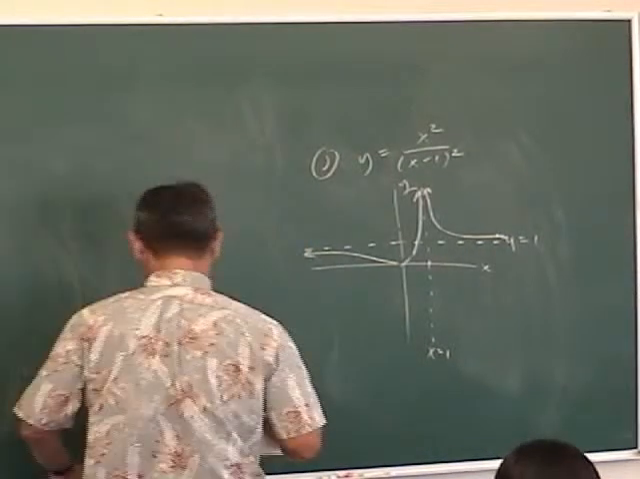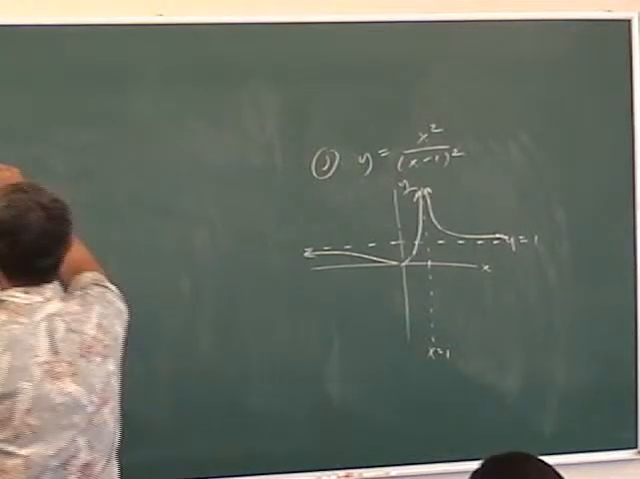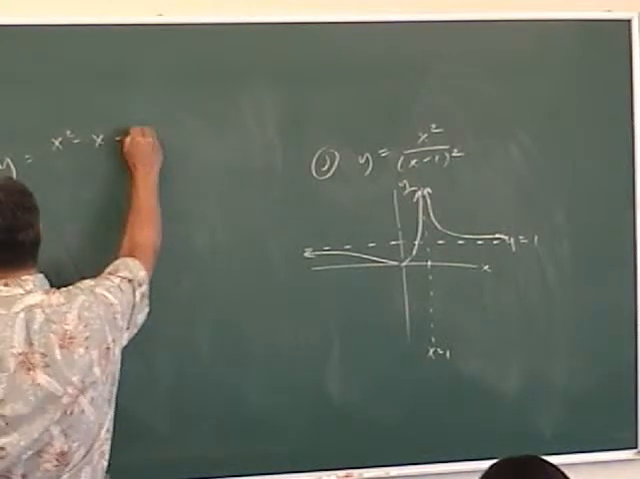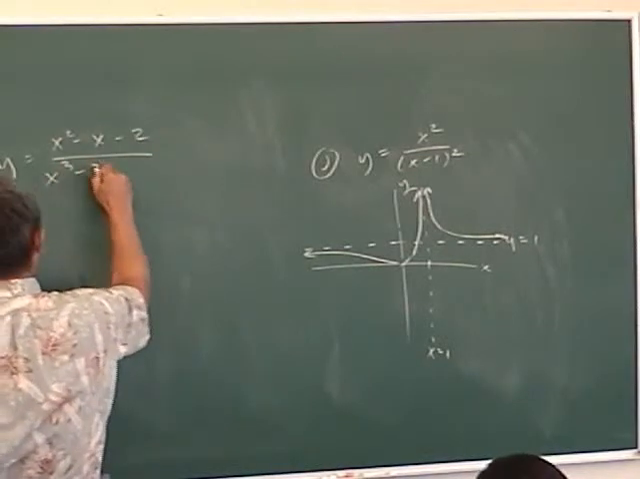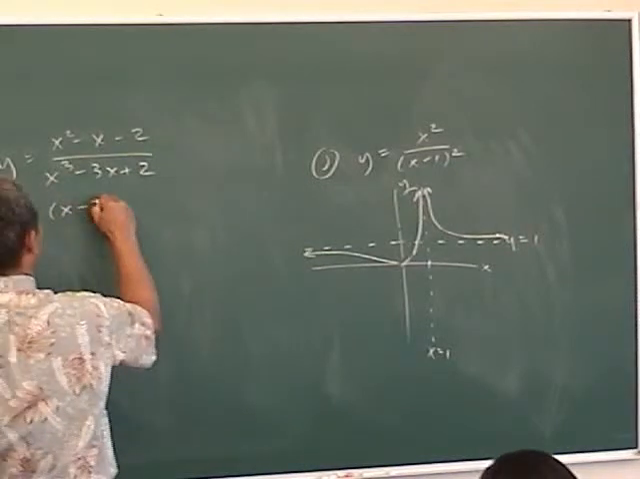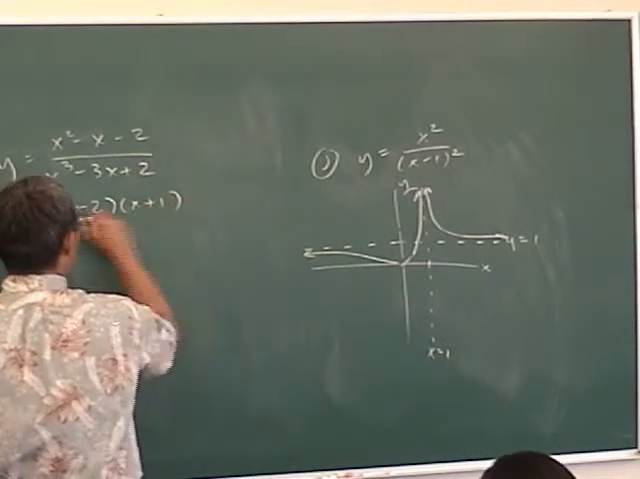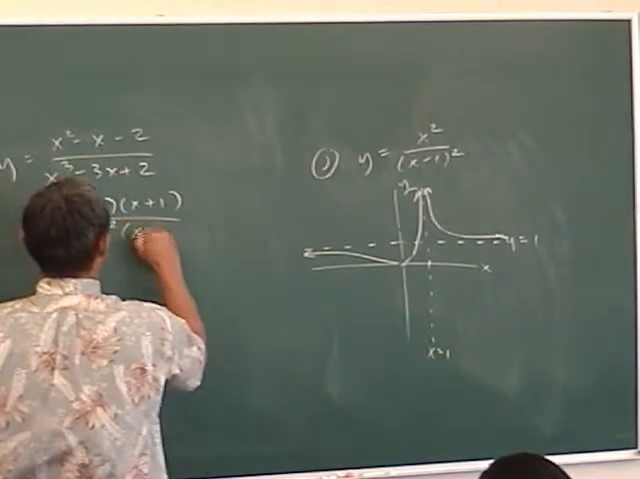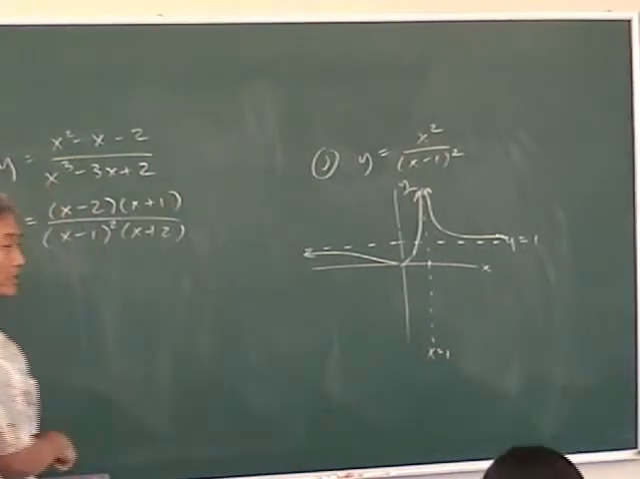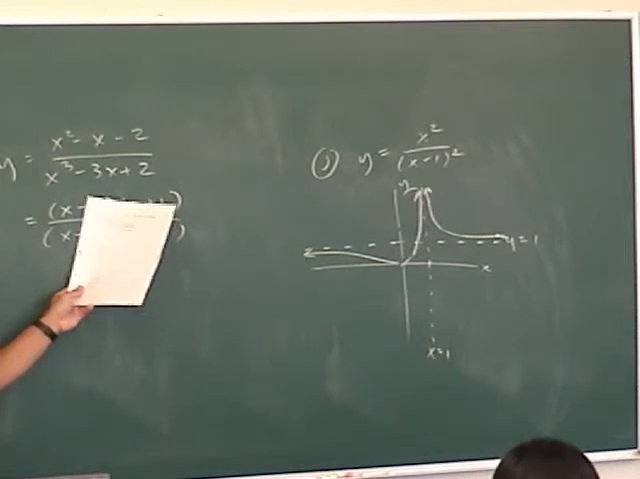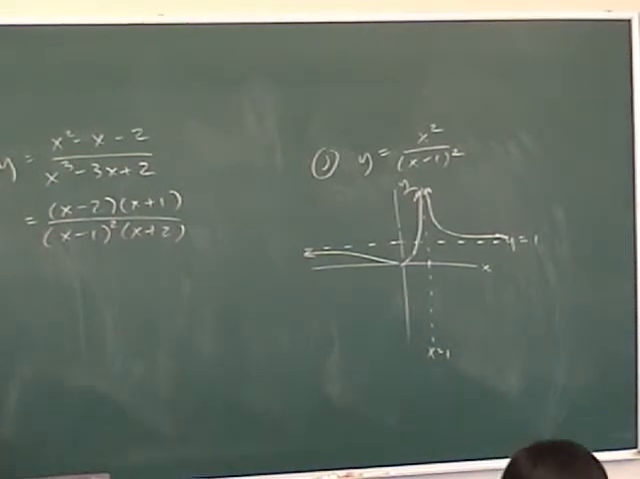And then L, come on. x cubed minus 3x plus 2. Okay, so we need to factor. So the top is going to be x minus 2 times x plus 1. And the denominator is going to be x minus 1 squared times x plus 2. You have to use synthetic division. I just did it in my head. You guys remember synthetic division? That's how you factor when you have x cubed or bigger.